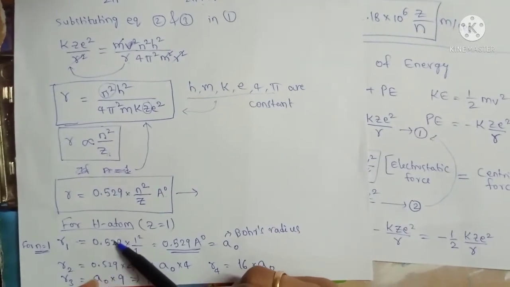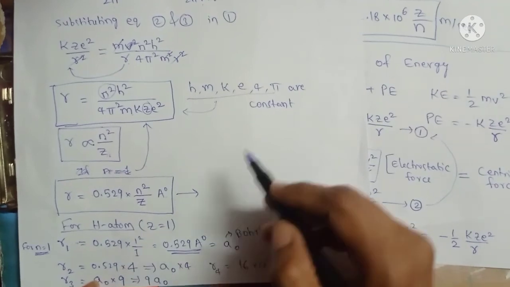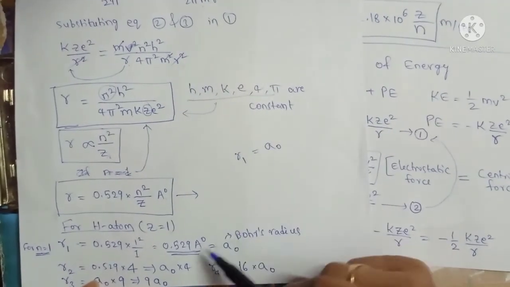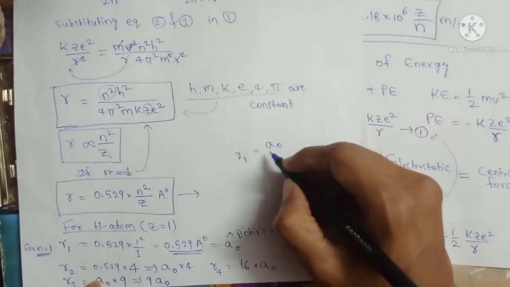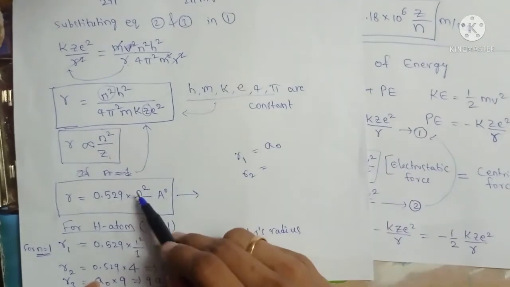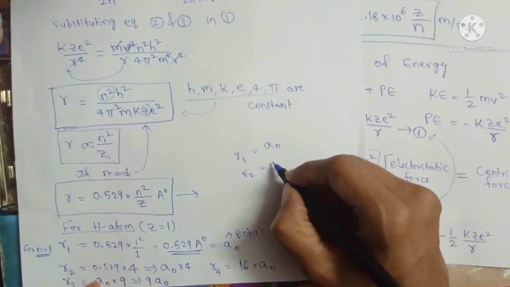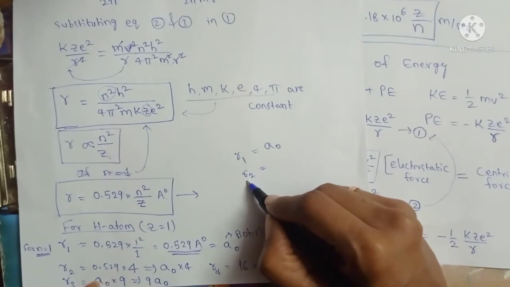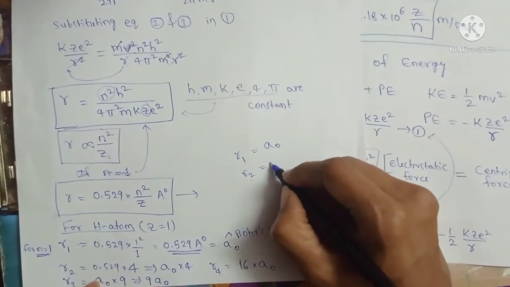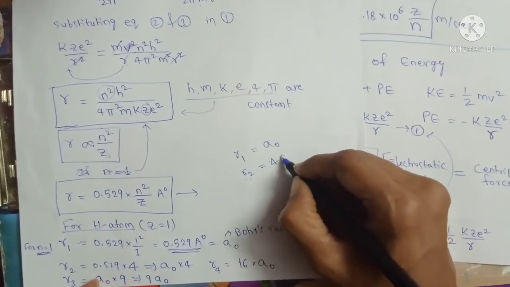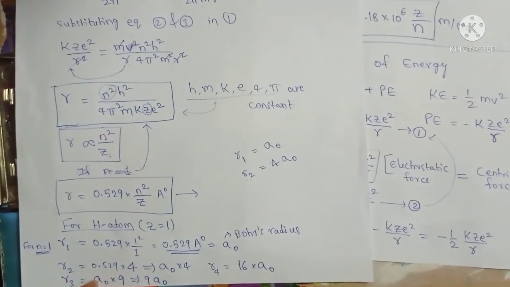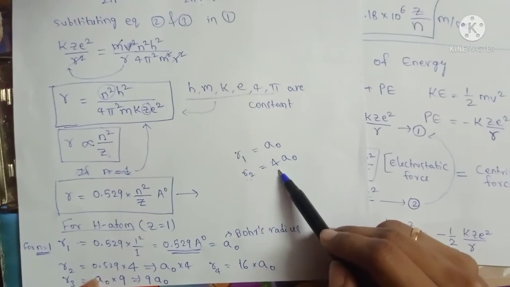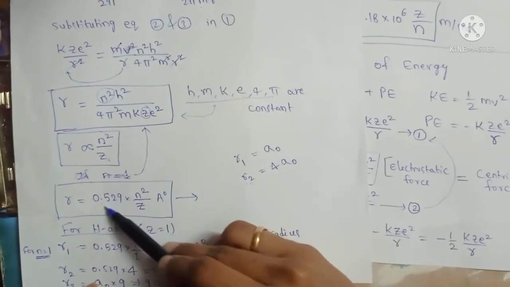So this is assumed as A naught, which means the first orbit radius will be A naught. A naught means this value 0.529 angstrom, and the second orbit radius R2 will become n square, and Z is 1 only for hydrogen. So if you derive the relationship for the second orbit radius, you will get n square, 2 square, which means 4 A naught. If you substitute n equal to 2 and Z equal to 1, you will get 4 A naught. So A naught is this value.